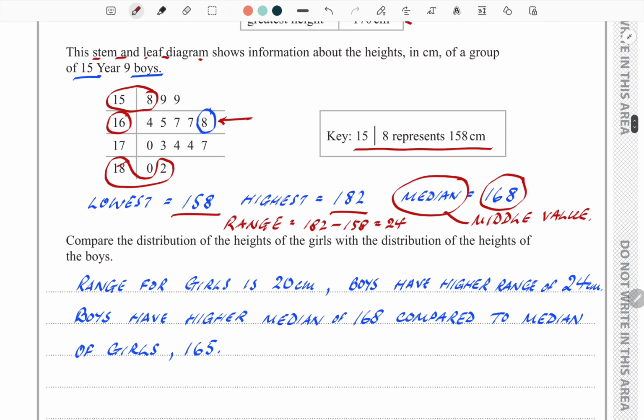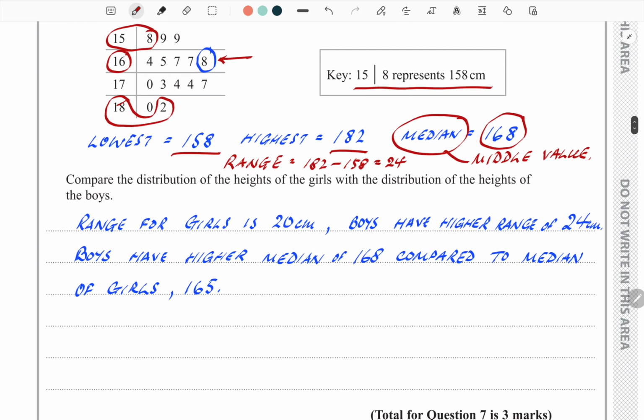Now they're not actually asking you to write all that down, but it helps. They're saying compare the distribution of the heights of the girls with the distribution of the heights of the boys. In this type of question, you must use numbers or data. You can't just say the boys are generally taller or the girls are generally shorter, something like that. You've got to use numbers and data.